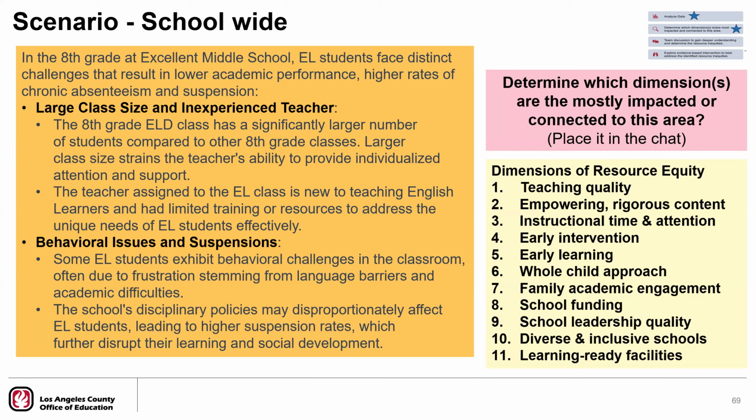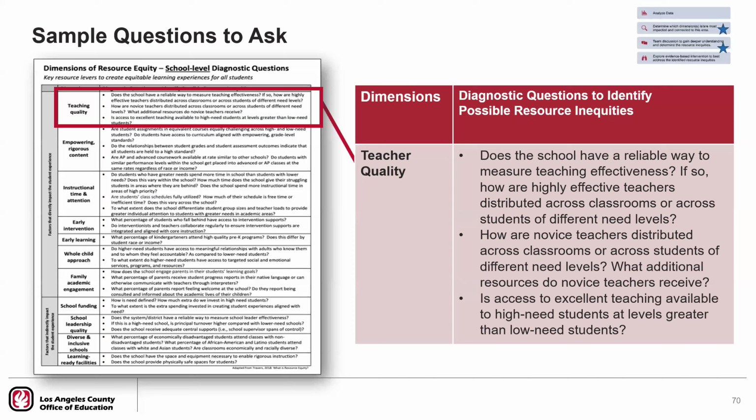Take a moment and review the dimensions in the light yellow box. Which dimension or dimensions are most impacted or connected to this area? And if you'd like, you can place it in the chat. So you might have chosen teaching quality.